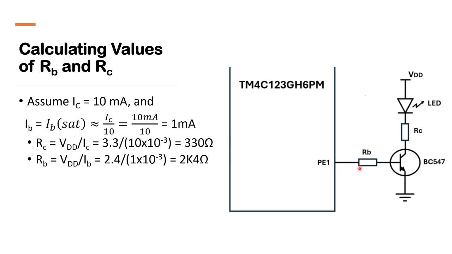Now for RB, that would be VDD divided by IB, the base current. That would be 2.4 divided by 1 times 10 to the minus 3, equals 2K4 or 2.4K ohm resistance. So these are the resistance values that we need for this schematic.